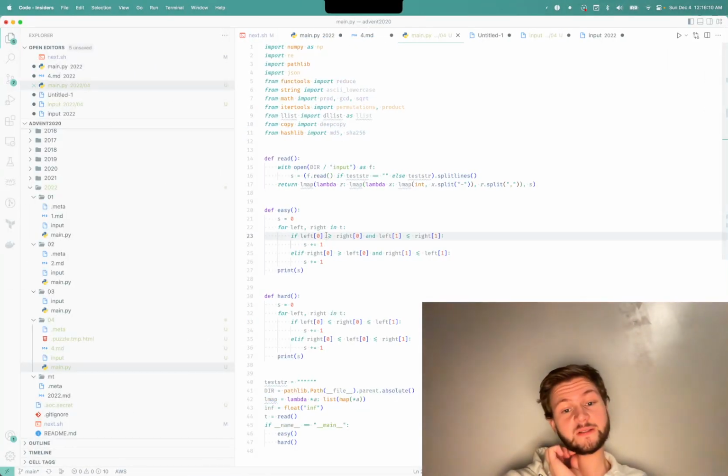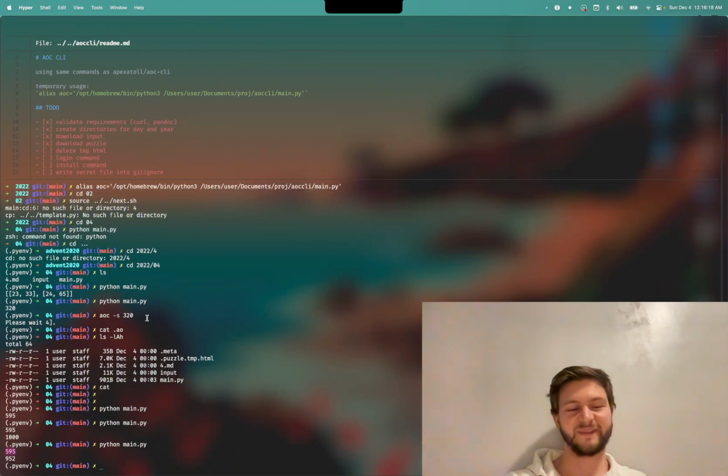One thing to look out for here is that you want to have greater than or equal and less than or equal operators everywhere. That's what I messed up at first. And that's how I got the 320 instead of the 595.